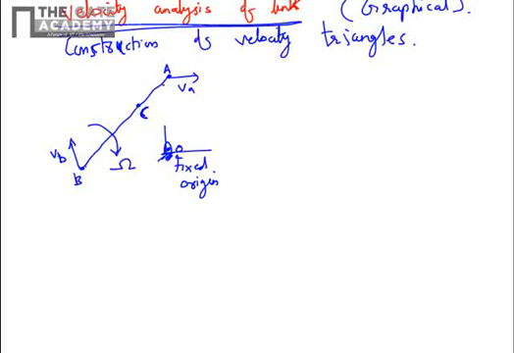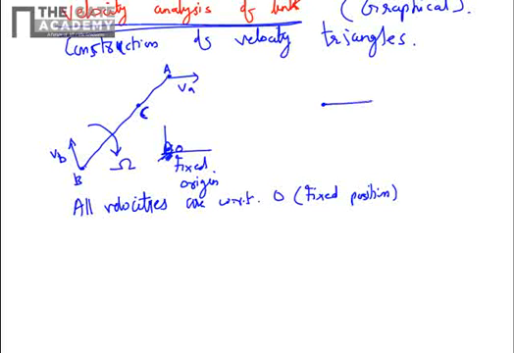So we can draw the velocity of A with respect to O, because O is fixed. All velocities are with respect to O, the fixed position. So we can draw a velocity triangle in a way that the velocity of A relative to O will be drawn like this. We have replicated the vector VA here. So this is the velocity of point A with respect to O.